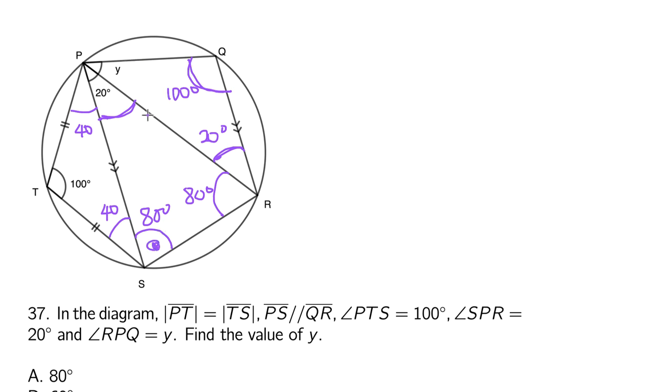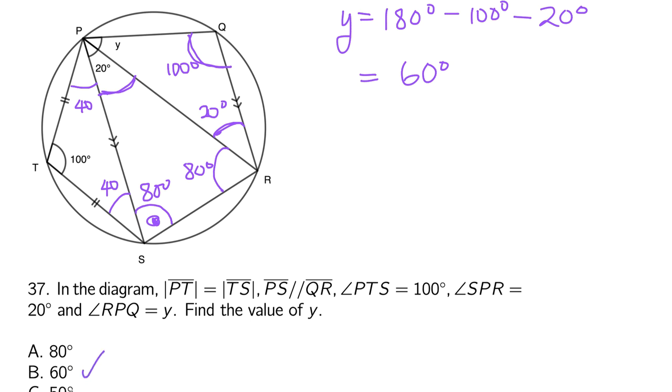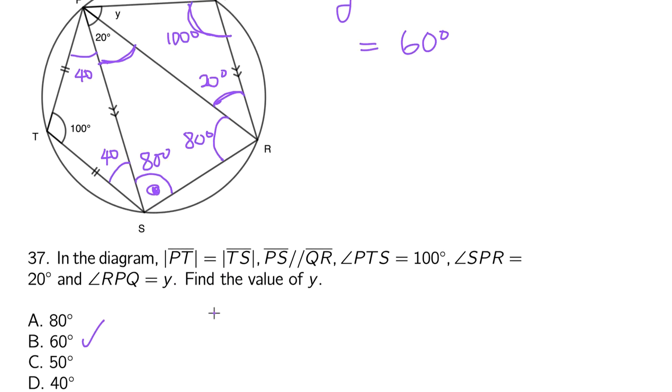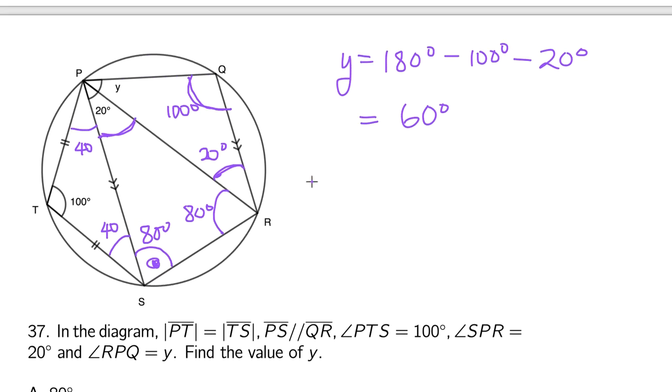So now we have a triangle with Y, and Y plus 100 plus 20 should be 180. So what is Y? Y is going to be 180 degrees minus 100 degrees minus 20 degrees, and that is 60 degrees. So our answer is B. Let me show the other answers. Our answer is 60 degrees, which is B.